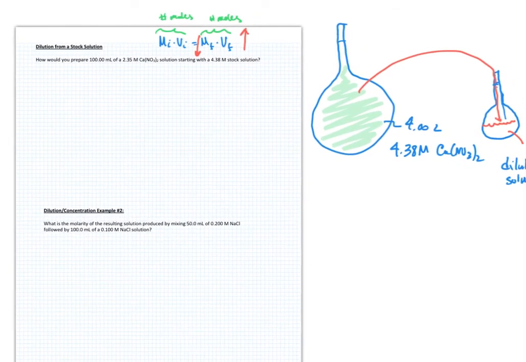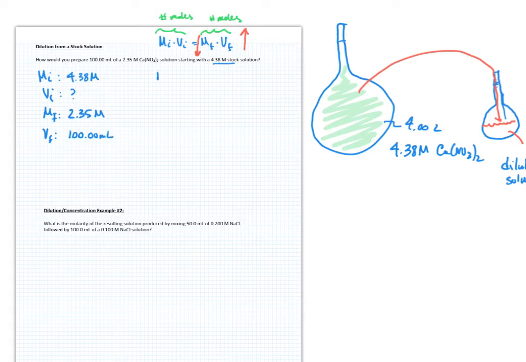All right, so let's just start working our way through this problem. M initial, V initial, M final, V final. See what we have in my problem here. So the initial molarity is the concentration of the stock solution, 4.38 molar. The initial volume, well, I don't know. I'm trying to figure out how much of that I need. The final molarity is 2.35 molar, and the final volume is 100 milliliters.